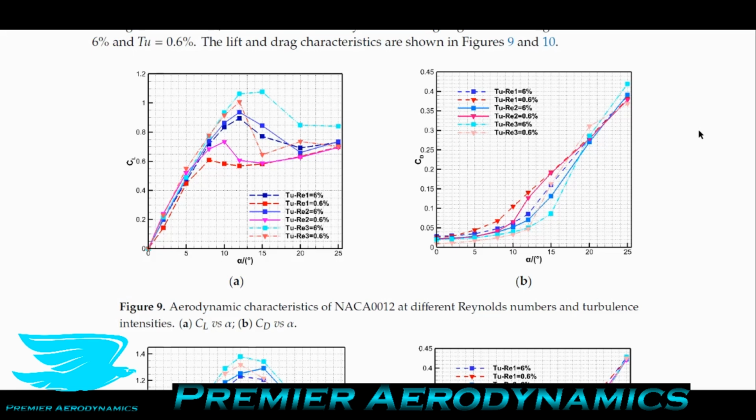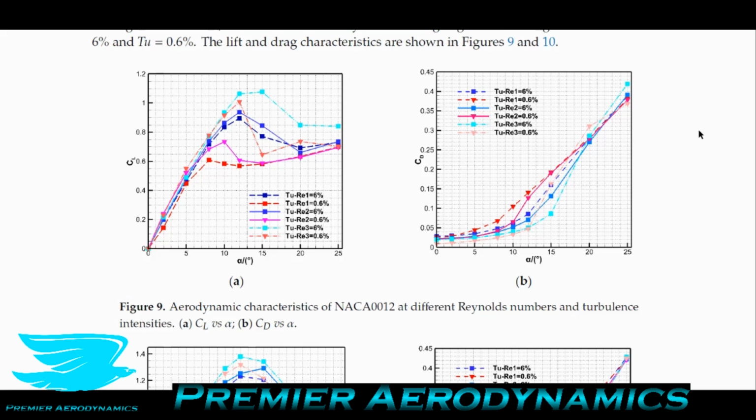So by increasing the turbulence intensity, you're accelerating this transition point. So you're making the flow in the boundary layer either very transitional or even turbulent, which means that the velocity near the wall is faster, which means that it can resist this adverse pressure gradient for longer for high angles of attack, which means that you can generate lift at high angles of attack.